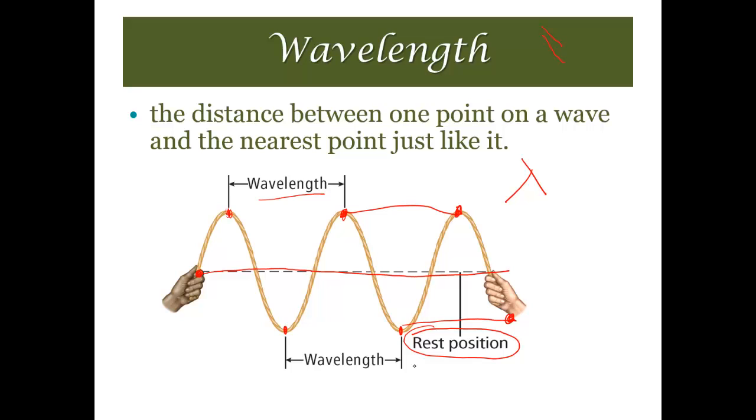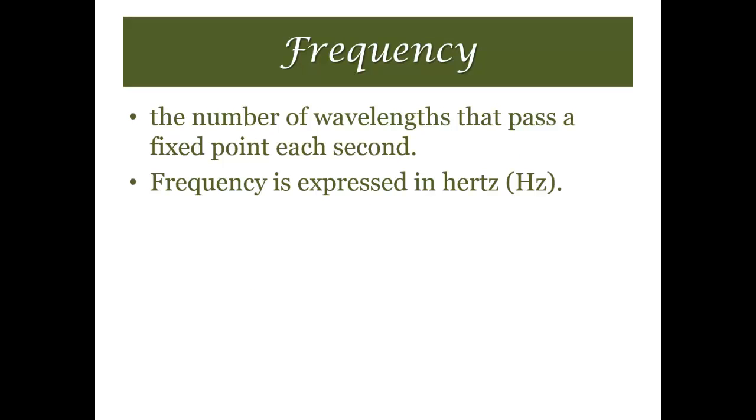So look, it looks like an upside down Y, so that's a lambda. Okay? Alright, so next up, frequency. So frequency is just the number of wavelengths that pass a fixed point each second. So we have that wavelength that we just looked at. So you have a wavelength.